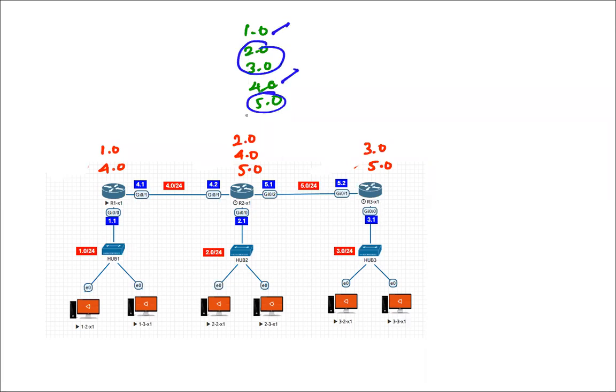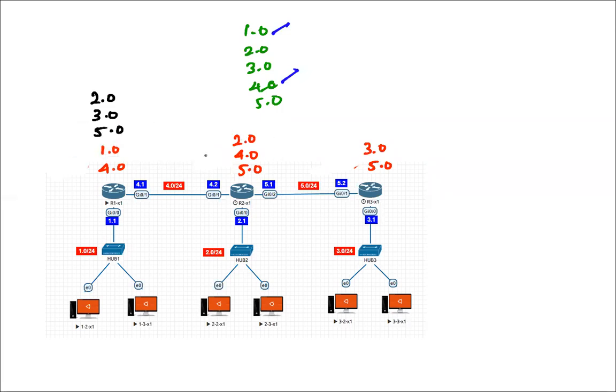Two, three, and then five is not available, right? Okay, let us write that. Let me write the networks that he is not having: 2.0, 3.0, and then 5.0. Yes. So now, what networks does this guy not have?